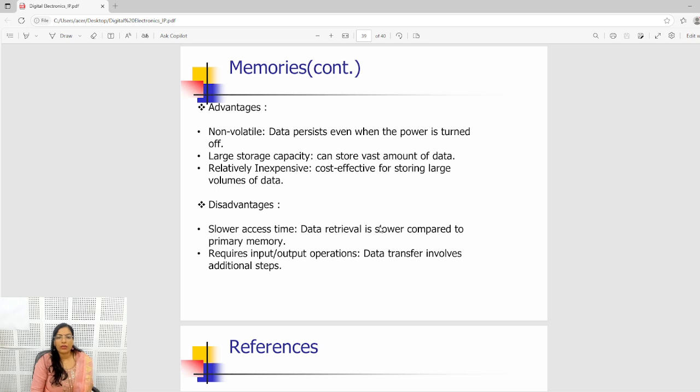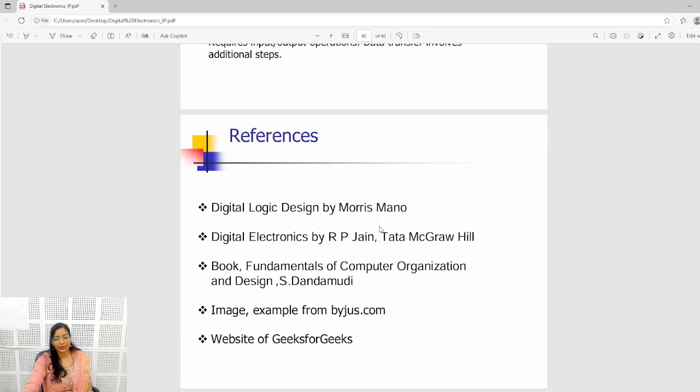It is non-volatile, it has large storage capacity, and can store a vast amount of data. It is relatively inexpensive, cost effective for storing large volumes of data. Whereas the disadvantage is slower access time because the data retrieval is slow as compared to the primary memory. It requires input-output operations because data transfer involves additional steps.